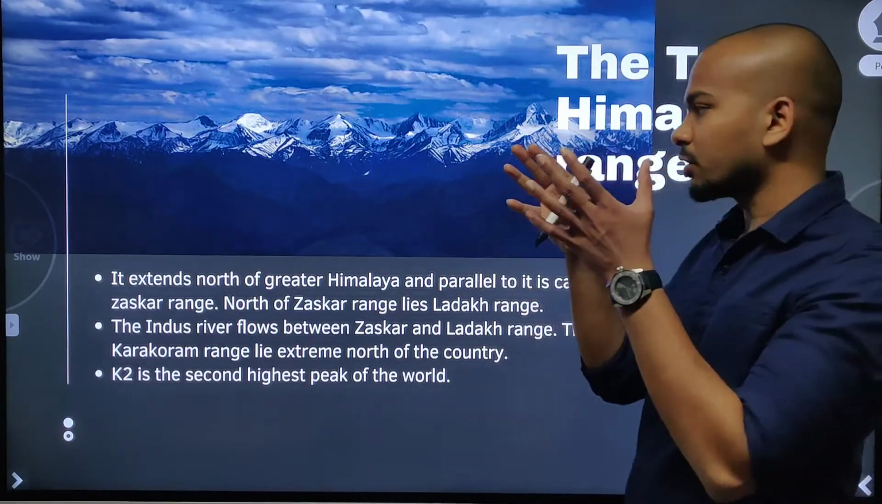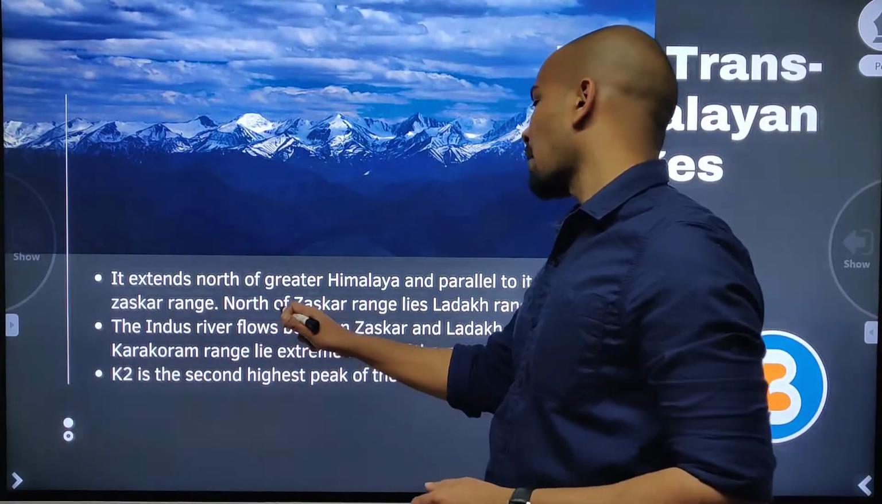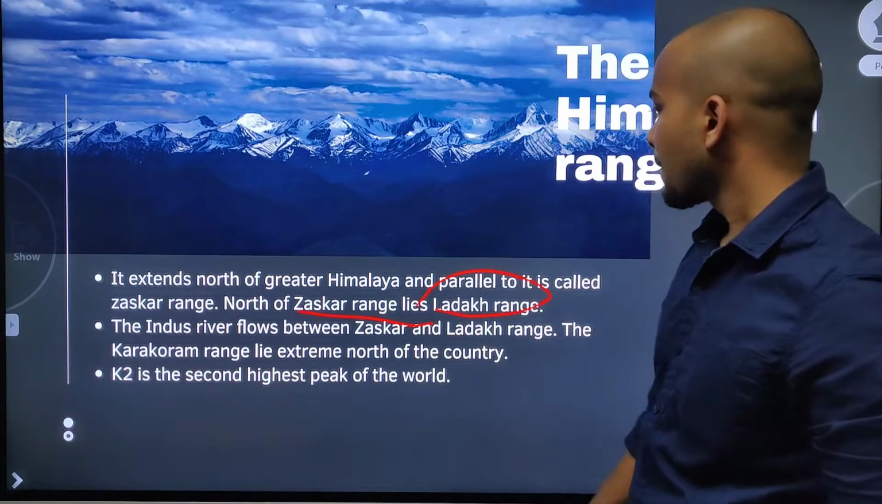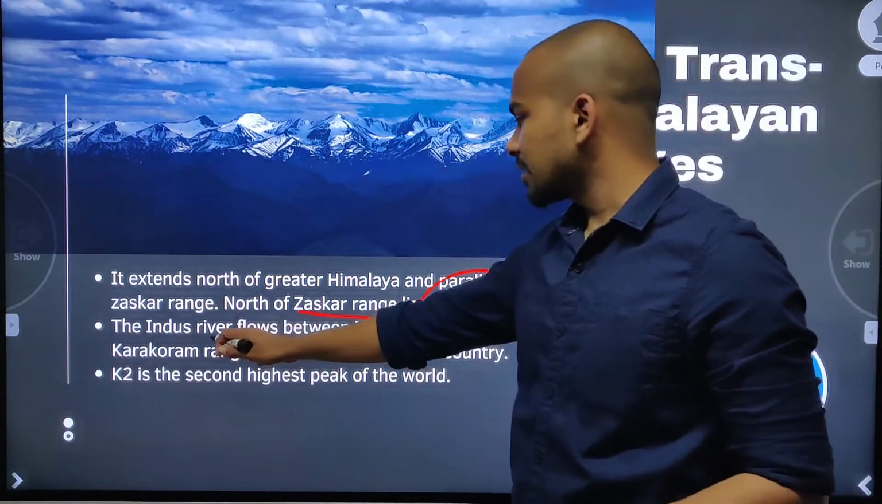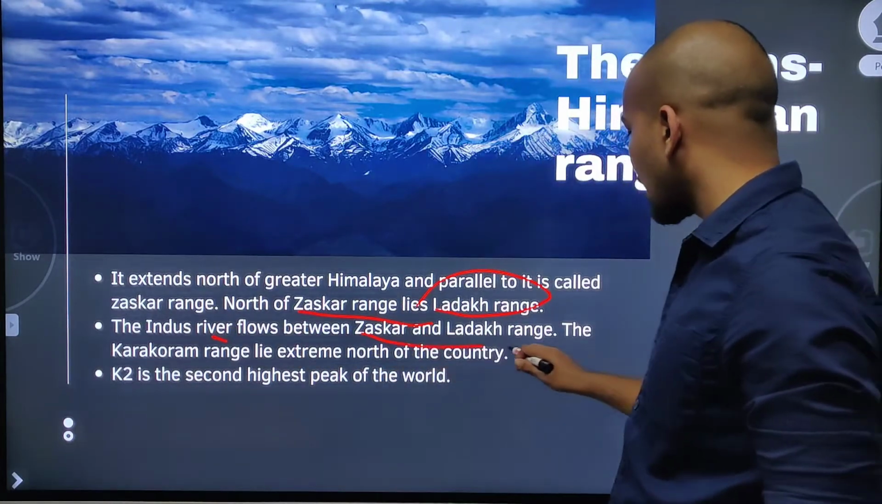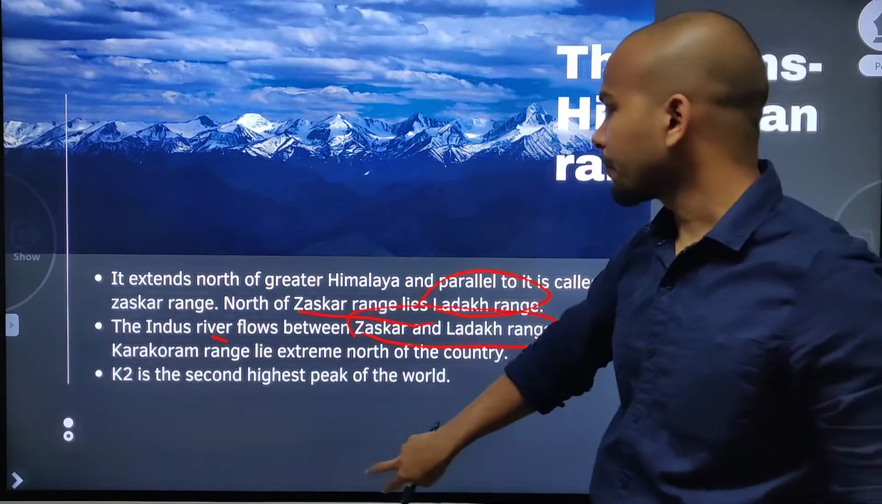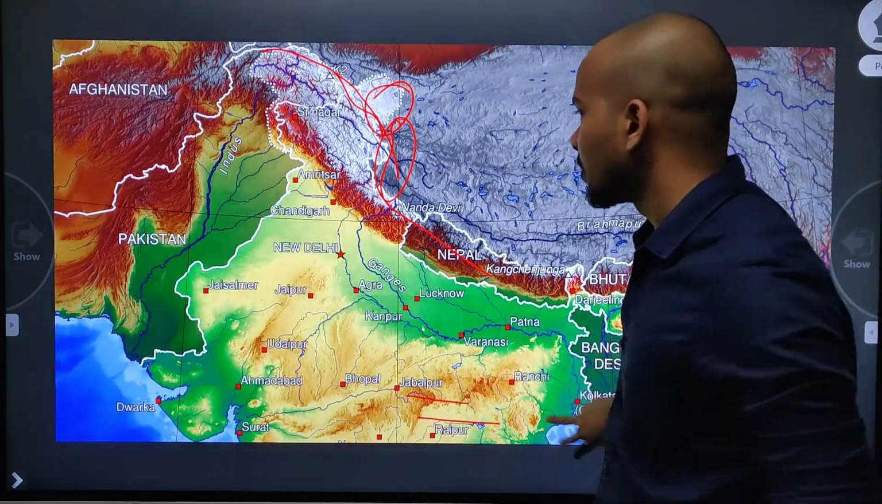Greater Himalayas altitude is more, and it goes parallel to the Zanskar range, and above that there is Ladakh range you can find there. Okay, and the Indus River is actually flowing between Zanskar and Ladakh range. Between Zanskar and Ladakh range you can find the Indus River flowing. Alright, that happens in the Trans Himalayas.